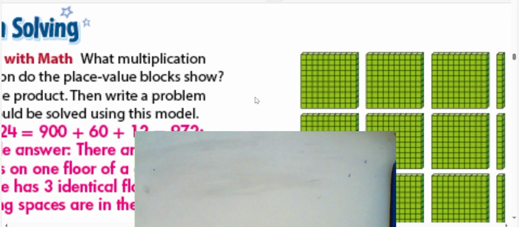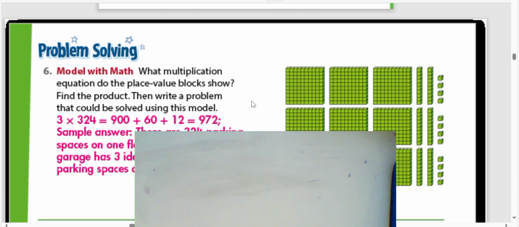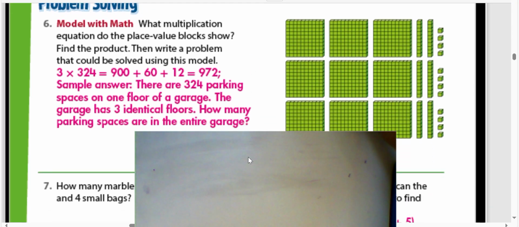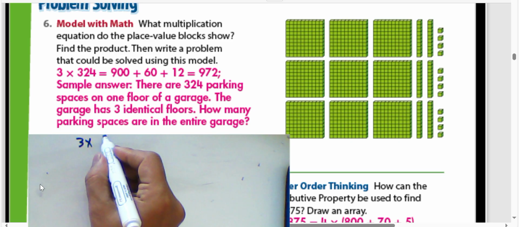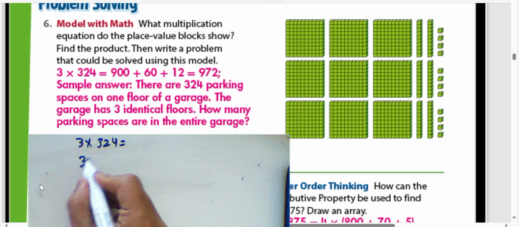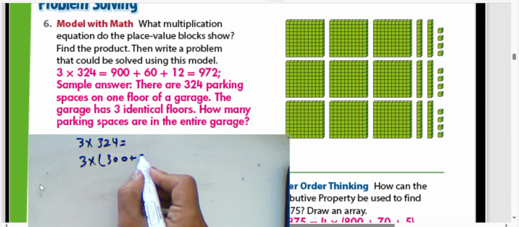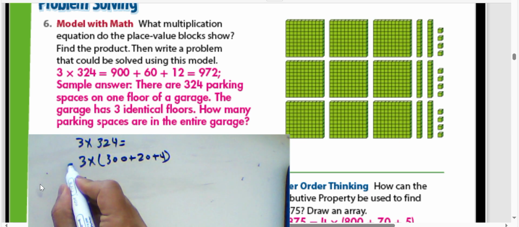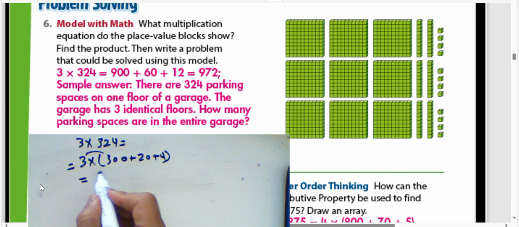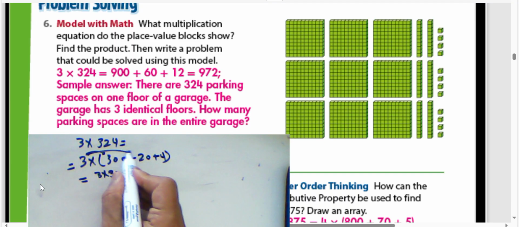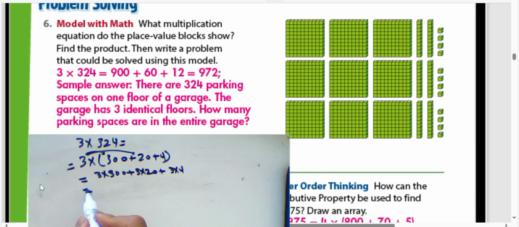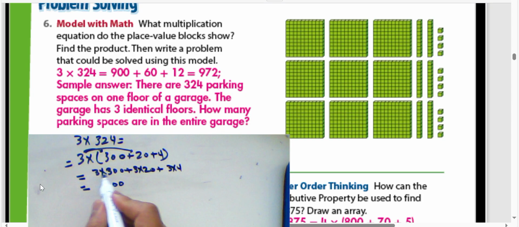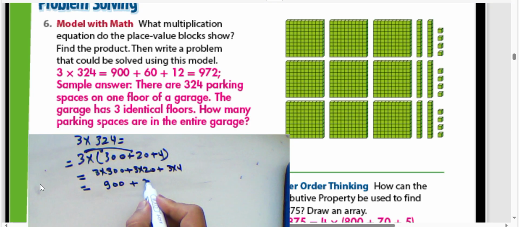Okay. Next question. We can find the result of 3 times 324. Look here. 3 product by 324. Write 3 product by 300 plus 20 plus 4, using distributive properties. 3 times 300 plus 3 times 20 plus 3 times 4. 3 times 300, we can write double 0, and 3 times 3 equals 9. 3 times 20 equals 60, and 3 times 4 equals 12.